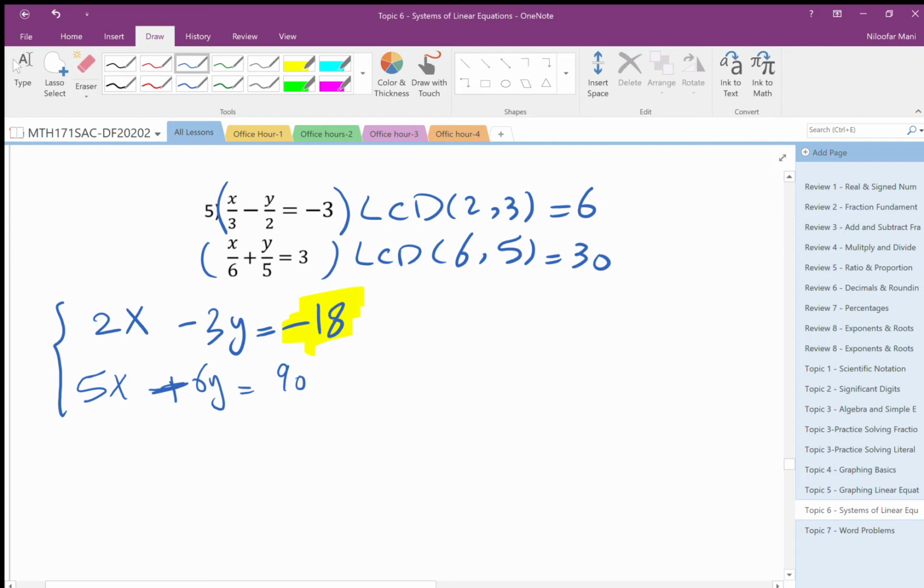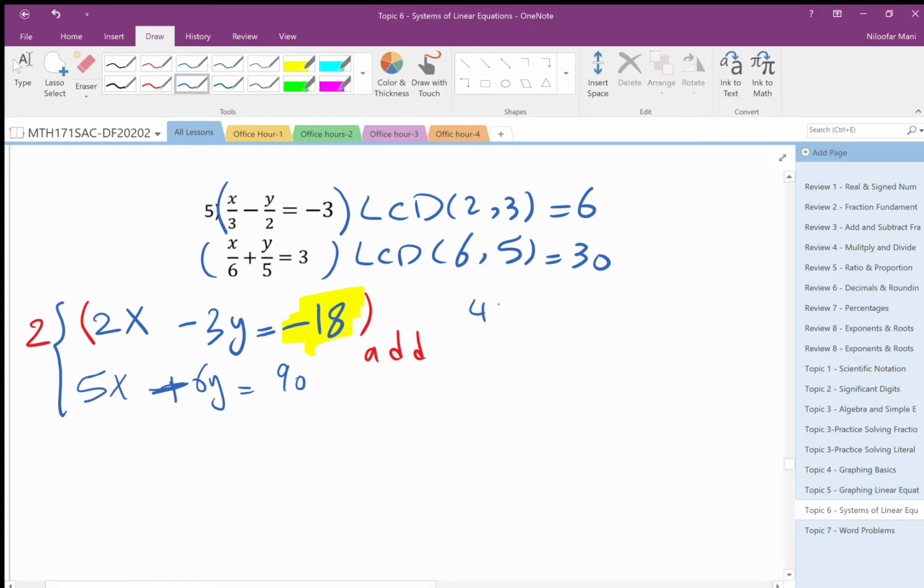Now I want to go by elimination. I can eliminate x, which means I have to multiply the first one by for example minus 5 and the second one by 2, or the first one by 5 and the second one by minus 2, and then I can add them. But I want to make it easier for myself, so I multiply this one just by 2, and then I add them.